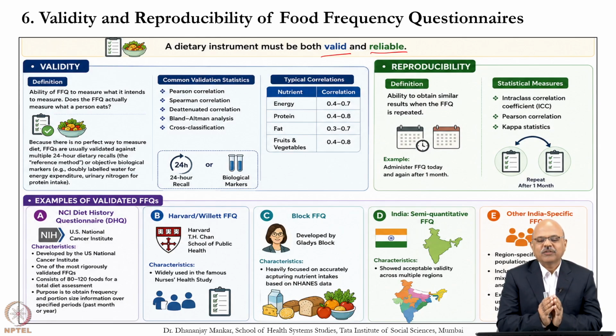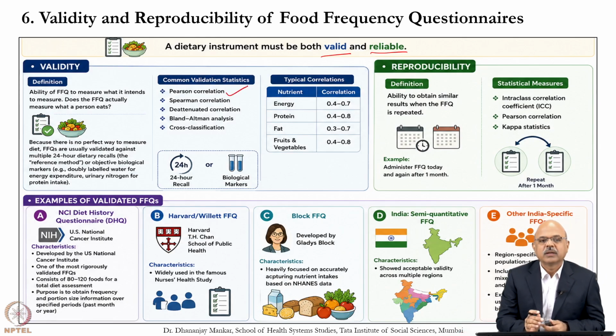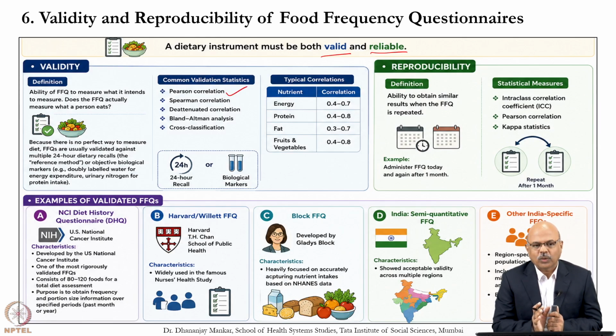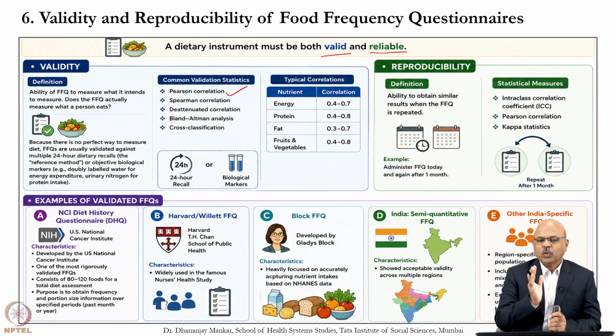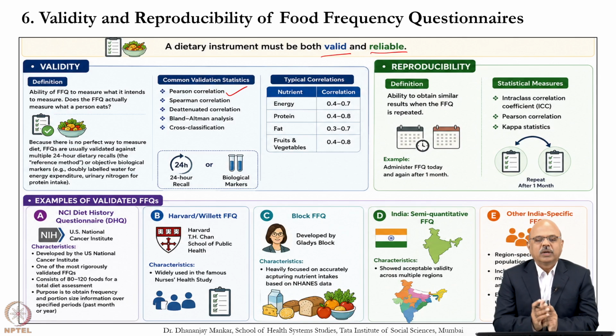The common validation statistics are Pearson correlation, which is very important as a validation method, de-attenuated correlation, Bland-Altman analysis, and cross classification. The typical correlations are for energy, protein, fat, fruits and vegetables, which are stated on the right side.